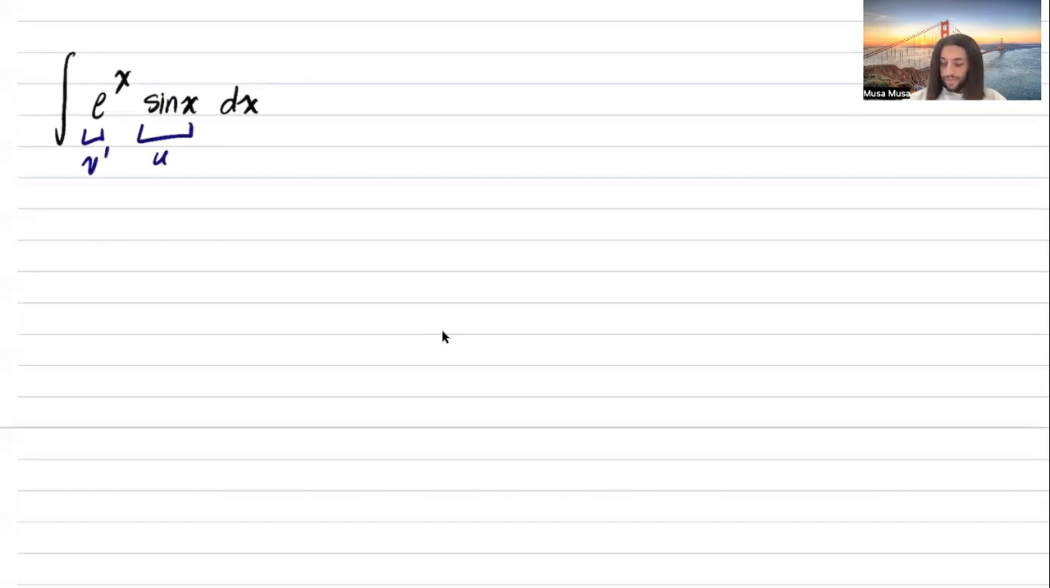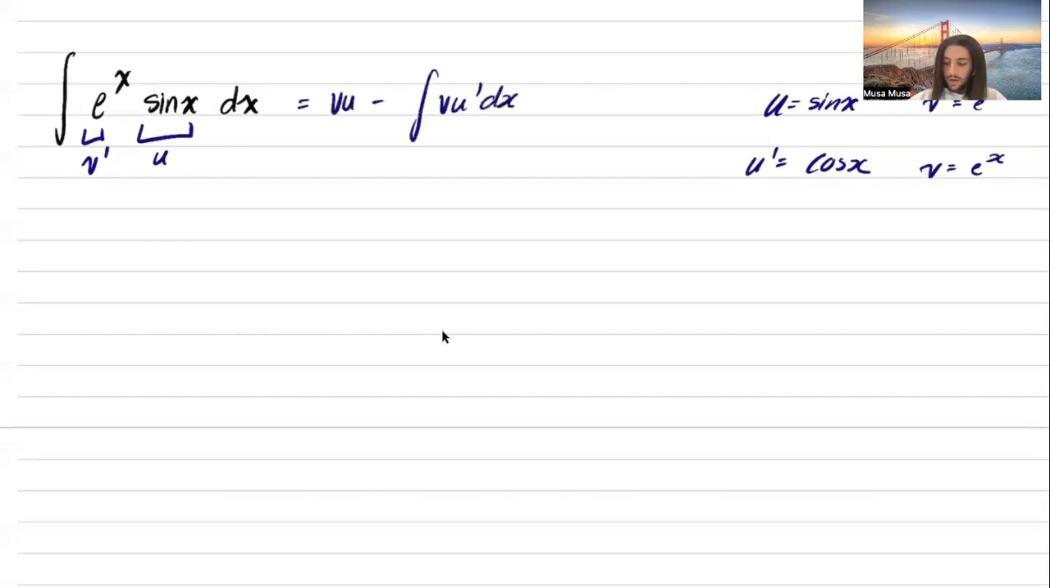Perfect. So if u equals sine x, u dash equals cos x, and if v dash equals e to the x, well, v just equals e to the x. So applying this, we get v u, so e to the x cos x.